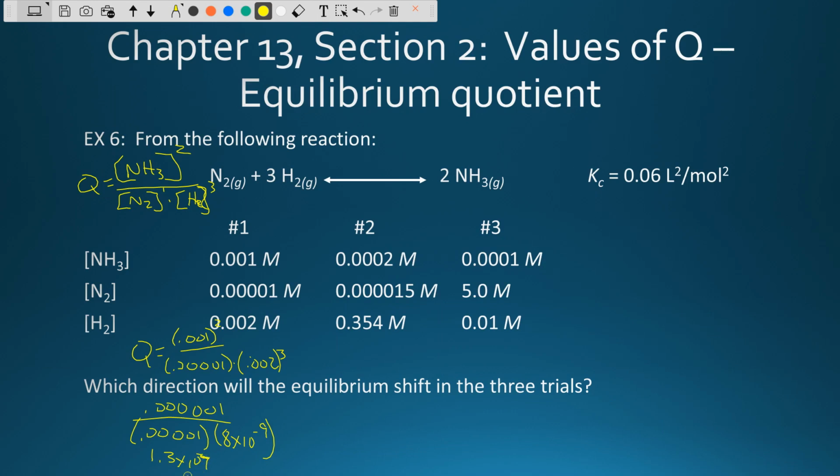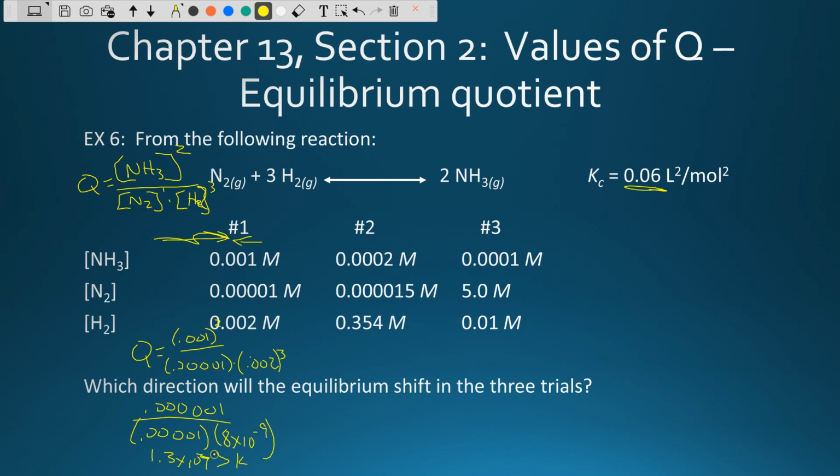Now, what does that mean? That means that it is much larger than my K value. So I know that this reaction is going to proceed to the right. I've got a lot more reactants than I do products, so I know that this reaction is going to go toward the products. Or, I'm sorry, I'm looking at the wrong line. That's going to be going to the left.